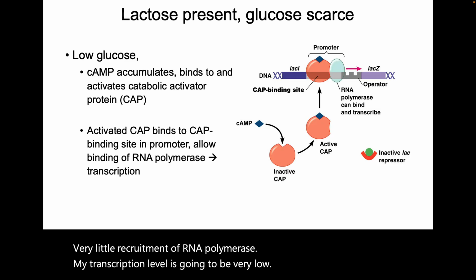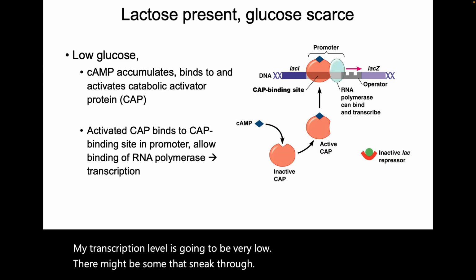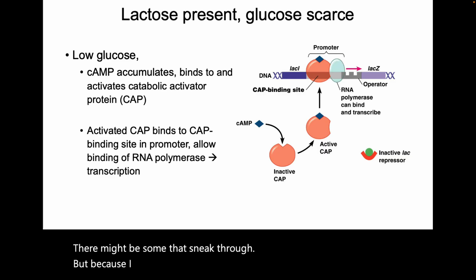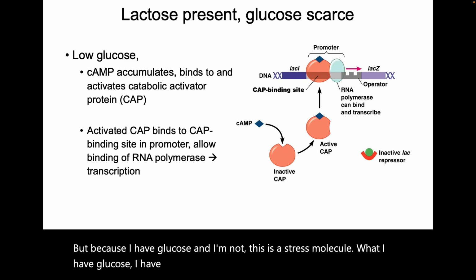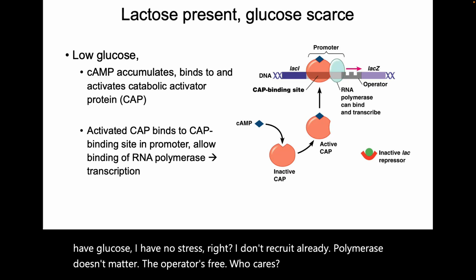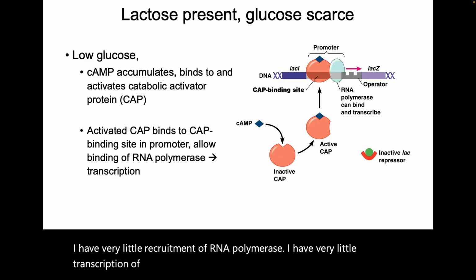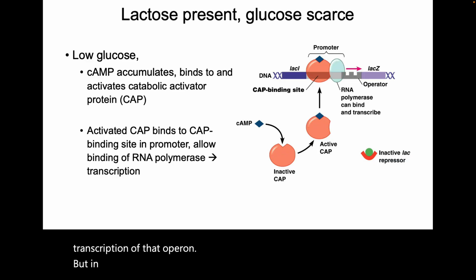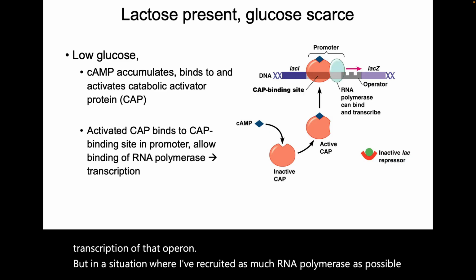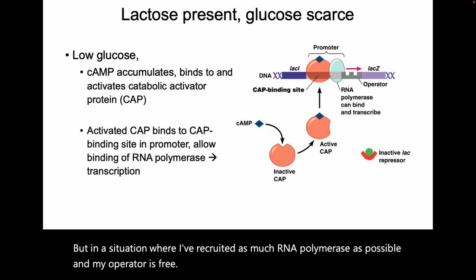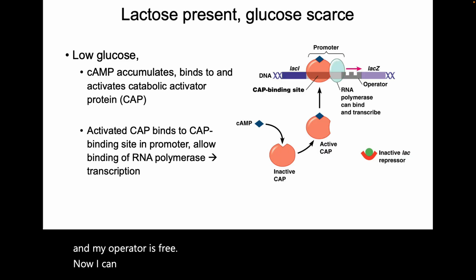There might be some that sneak through, but because I have glucose and I'm not synthesizing this stress molecule, when I have glucose, I have no stress, right? I don't recruit RNA polymerase. Doesn't matter, the operator's free. Who cares? I have very little recruitment of RNA polymerase, so very little transcription of that operon. But in a situation where I've recruited as much RNA polymerase as possible and my operator is free, now I can transcribe that Lac Operon.